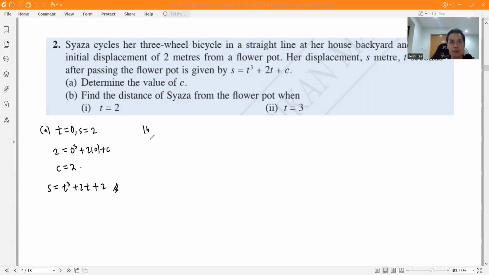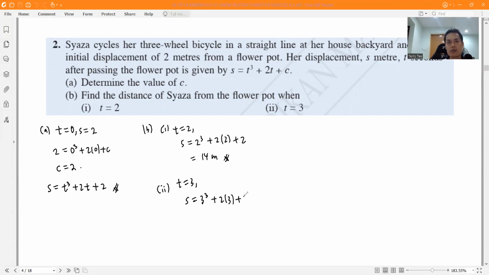Now find the distance of Shaza from the flower pot when t is 2. Just sub inside 2 power 3 plus 2 times 2 plus 2. So this is 8 plus 4, 12, 12 plus 2, 14 meters. Now find the distance when t is 3. Just put 3 inside: 3 power 3 plus 2 times 3 plus 2, 27 plus 6, 33, 33 plus 2, 35 meters.